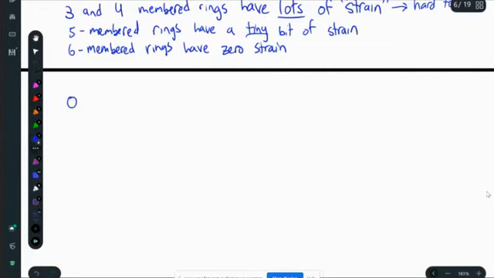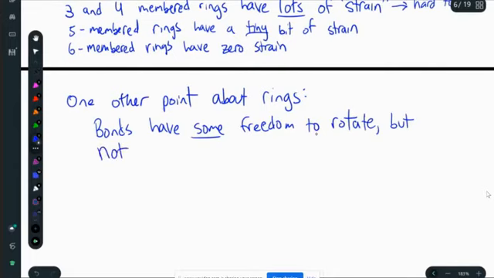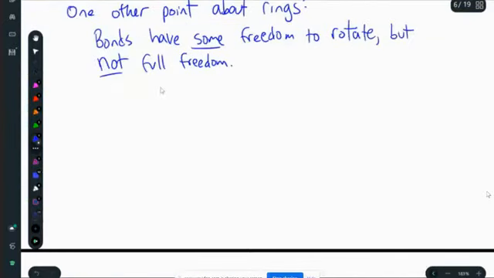So one other point about rings, the bonds have some freedom of rotation, but not full freedom. So sometimes in a ring, you can get things that are kind of locked in position relative to each other.